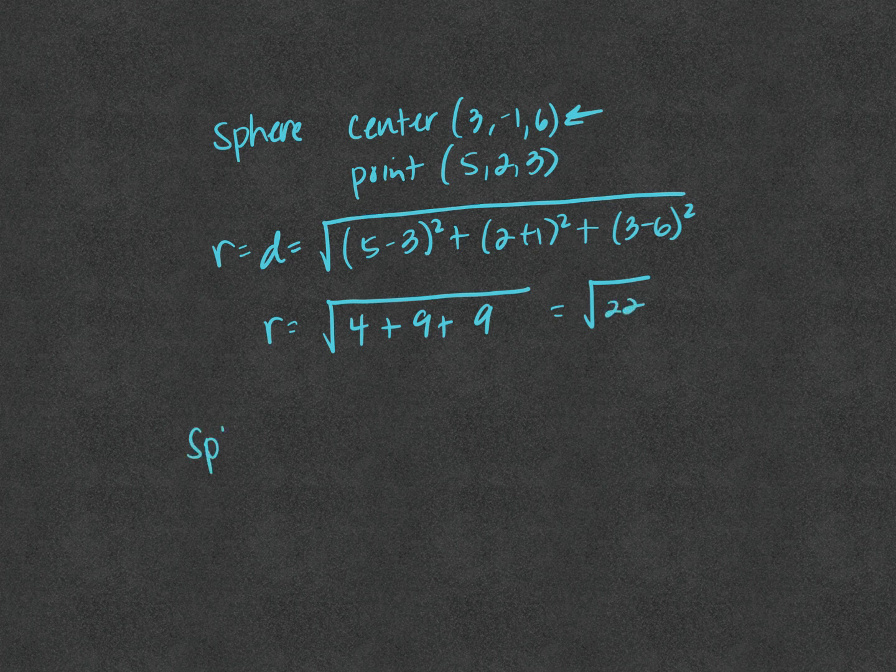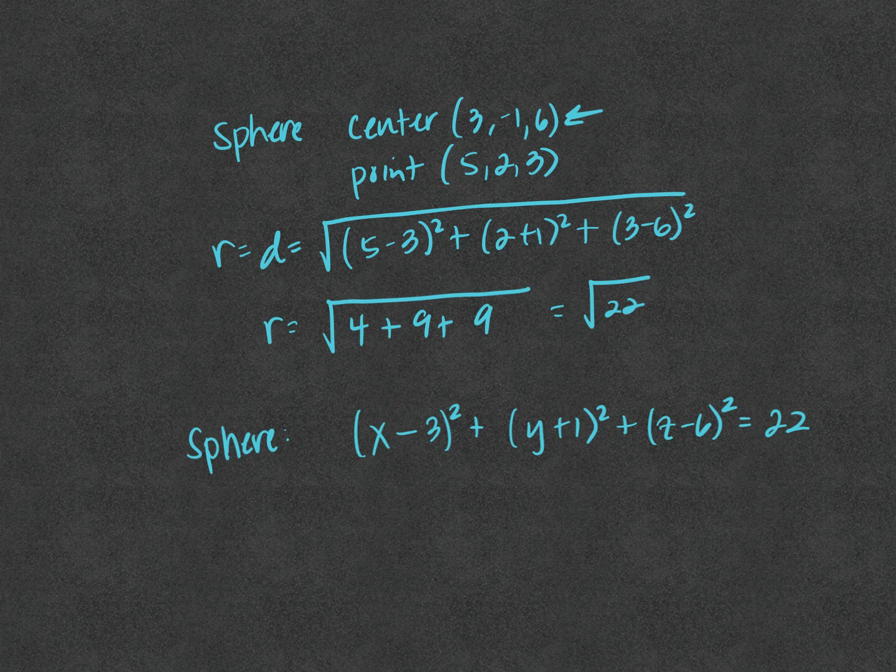So then our sphere is going to be the equation x minus, and we put the center in, 3 squared, plus y plus 1 squared, plus z minus 6 squared, equals the square root of 22 squared, which is 22. So that's our sphere. Now there's a couple more interesting ones. Let's look at 2 problems that are going to be similar to your homework. One of them is easy because they just tell you the center of the sphere and the radius. So that's even easier.